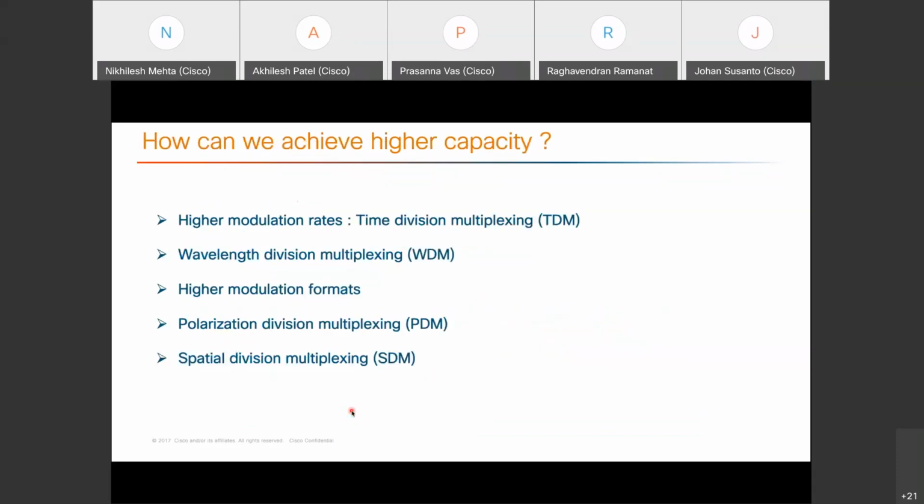So, going forward, how can we achieve higher capacity? What are the different ways we have in optical communication systems by virtue of which we can achieve higher capacity? These are the different ways.